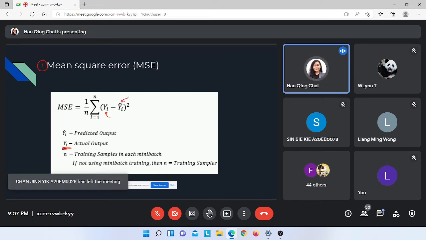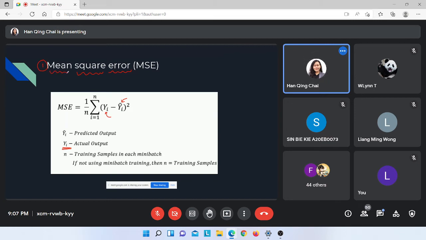So this thing, we just subtract it. Then this whole thing here is called the error. If you remember in science, we wanted to find the percentage of error. We take the actual minus the predicted, then we square the whole thing.